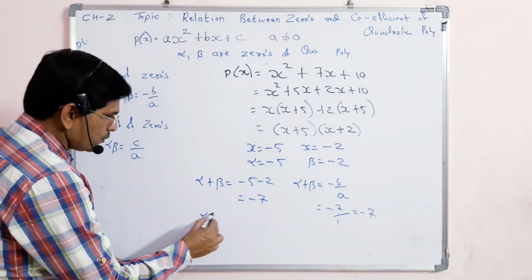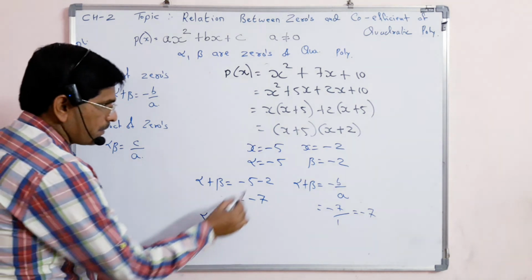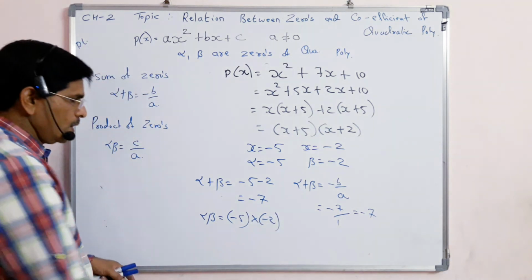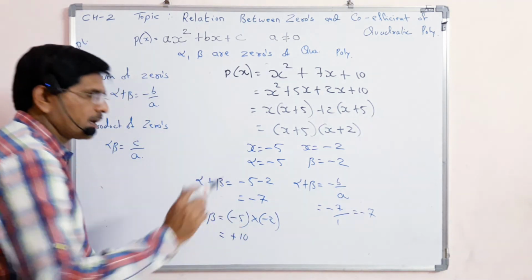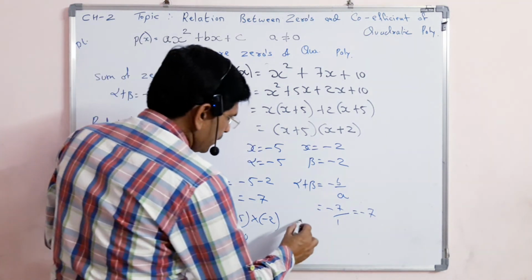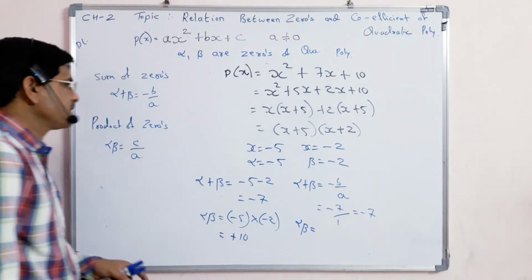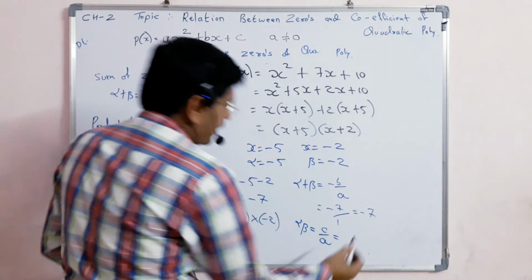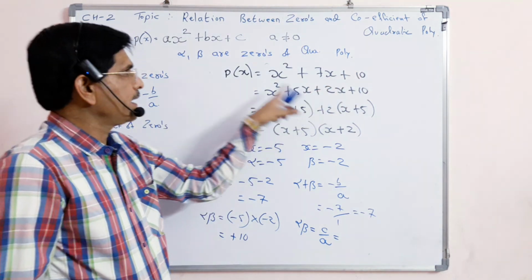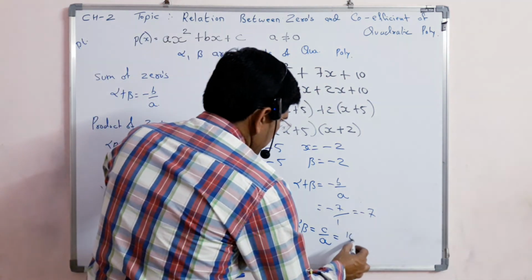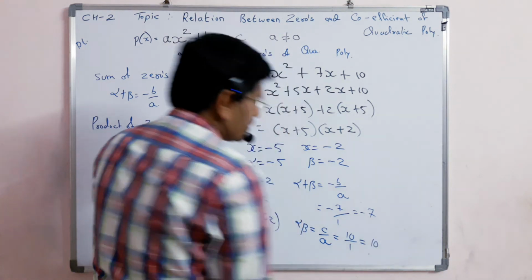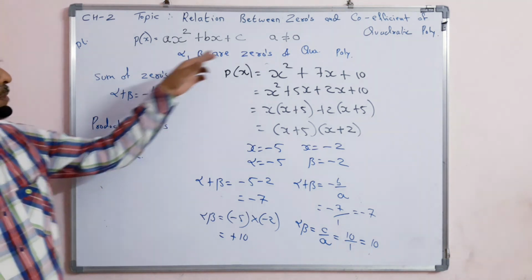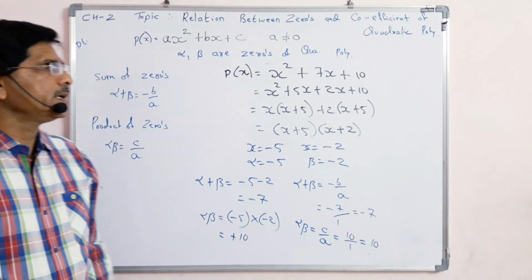Now alpha into beta, that is minus 5 multiplied by minus 2, we get plus 10. Again alpha into beta, by using coefficients, is c by a. So we have to find c and a. So c is 10 and a is 1. So again 10 by 1, we get the answer 10. So there is one more example that gives the relation between zeros and coefficients of a quadratic polynomial.